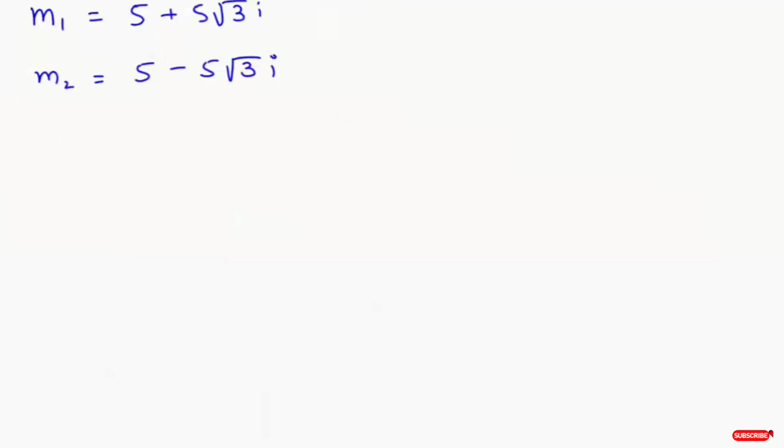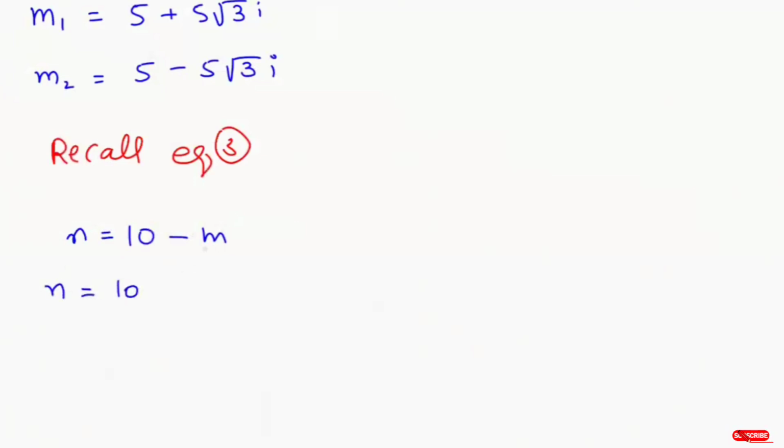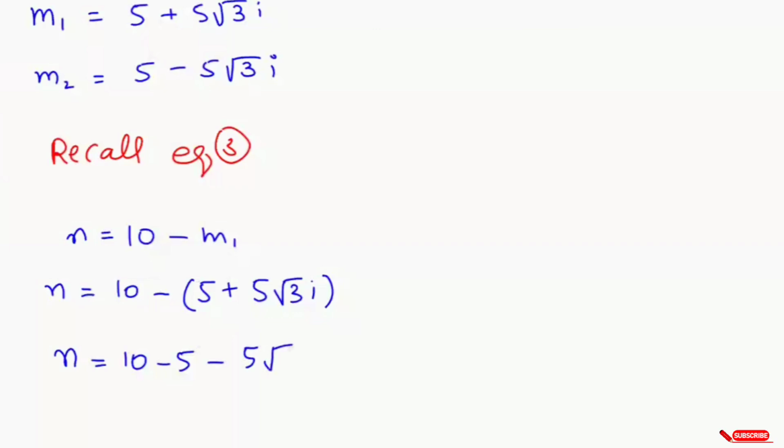Now here I'm going to recall equation 3, that is n equals 10 minus m. Now we're going to plug in the m1 value, that is 5 plus 5 root of 3 iota. This will turn to n equals 10 minus 5 minus 5 root of 3 iota, and this will be equal to 5 minus 5 root of 3 iota. So this is our first n1 value.